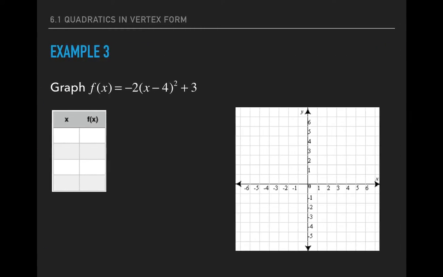And now I want you guys to try this one on your own. Go ahead and pause the video and try to sketch this, finding your vertex, your axis of symmetry. Make sure you have at least 5 points and make your nice parabolic shape. So pause the video now and do that.